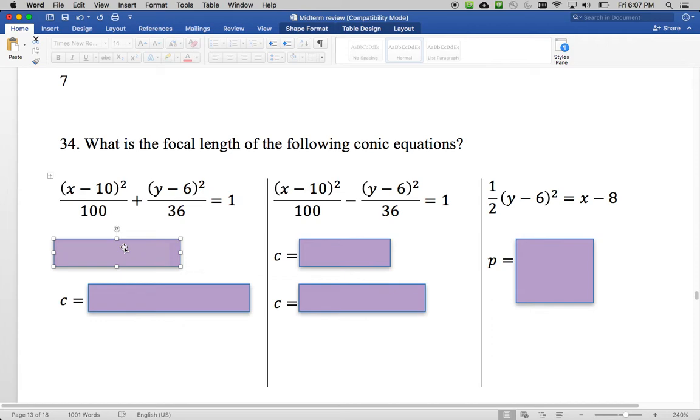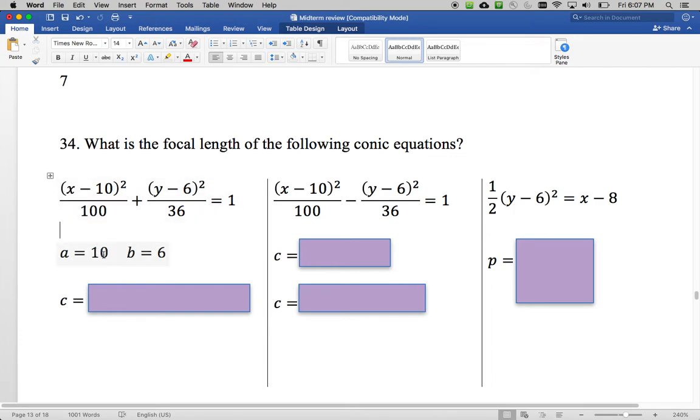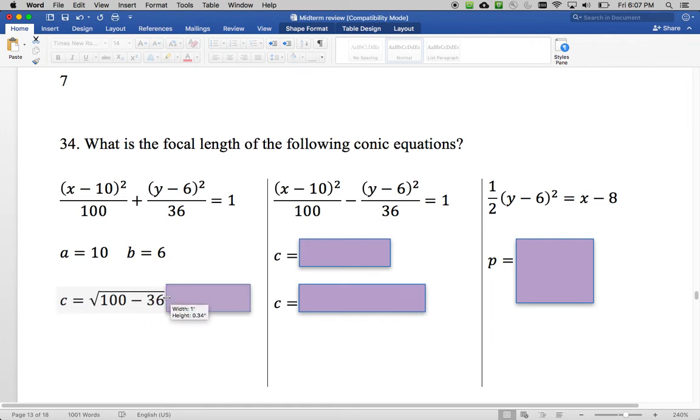And to find the focal length of all three of these, well, for the first two, you have to know your a value and your b value. So your a value is 10 because the square root of 100 is 10, and b is 6, the square root of 36 is 6. And then for the formula to find your focal length, which is your c value, for the ellipse, you're going to do the square root of a squared minus b squared, so 100 minus 36, and that gives you the square root of 64. Square root of 64 is 8.